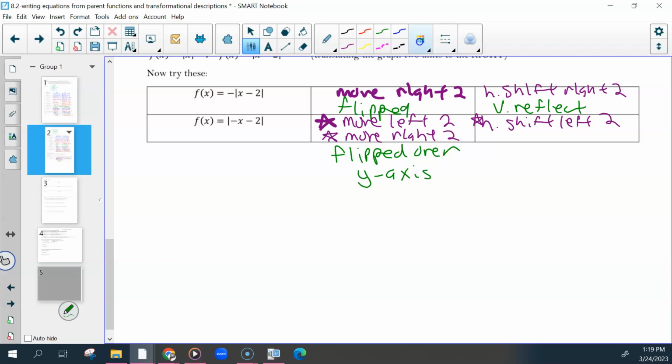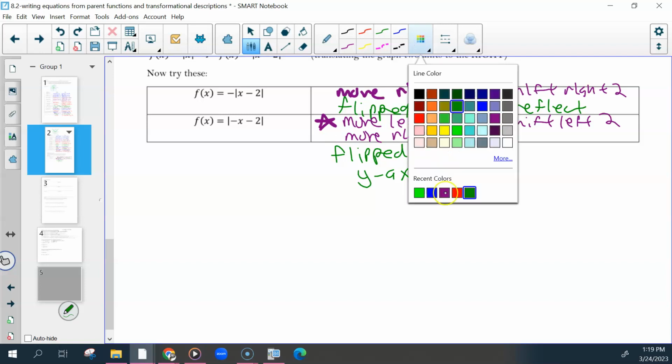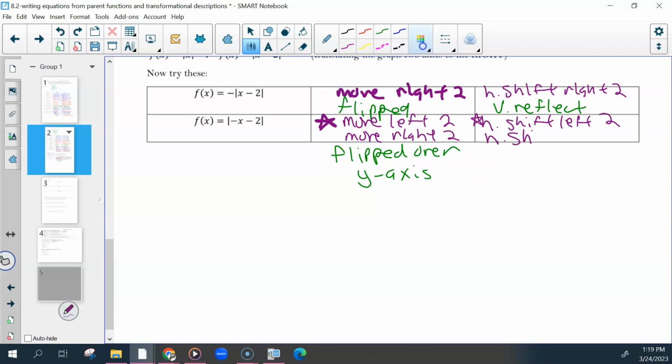So then the move right 2 would just be the horizontal shift right 2. And then your other one would be a horizontal reflection. Horizontal reflections are weird because they look like other things happen. Really, you just need to know, if you see it in a problem, what it did. If you can recognize that there's a negative on the inside here, so there would be a horizontal reflection, that's all you need. Does that say flipped over? Flipped over.